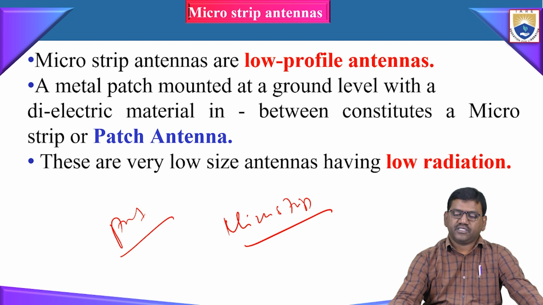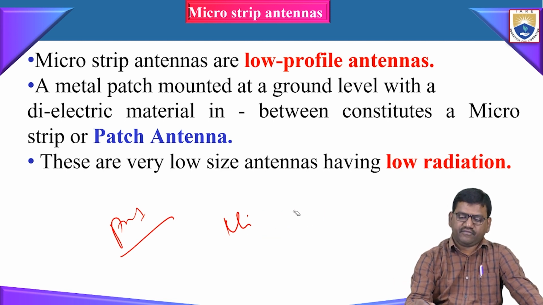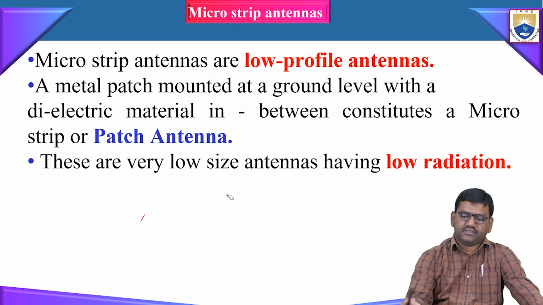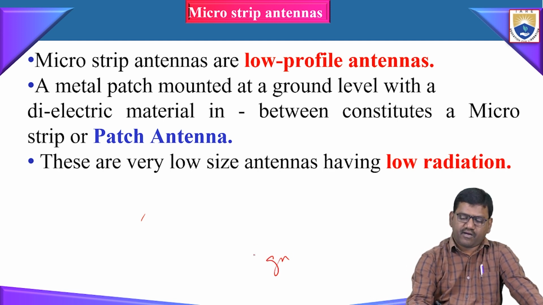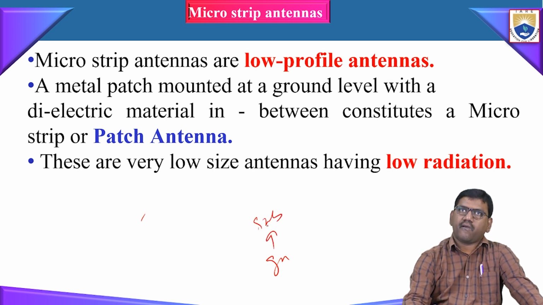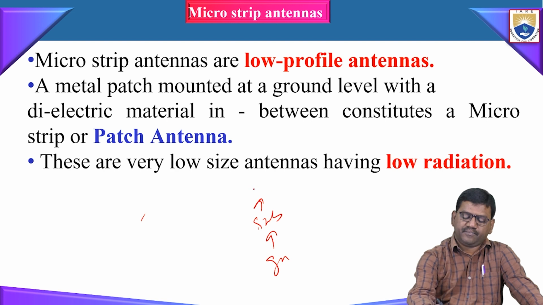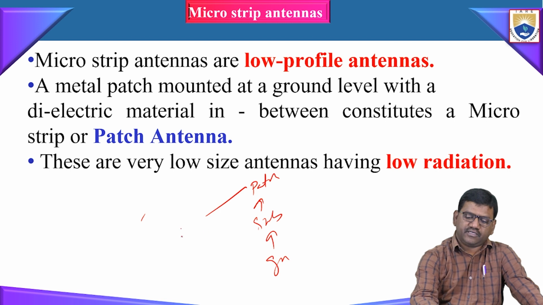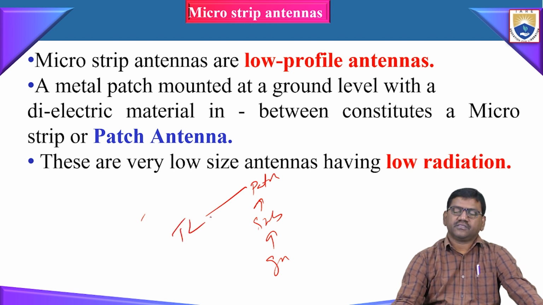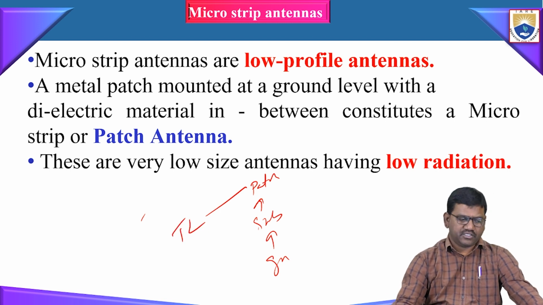A metal patch mounted at a ground level with a dielectric material in between constitutes a microstrip or patch antenna. These are very small antennas having very low radiation. A microstrip antenna basically consists of a ground plane, and on the ground plane there is a substrate, and on the substrate a patch is attached, and to this patch one transmission line is attached. These are the basic features of a microstrip antenna.